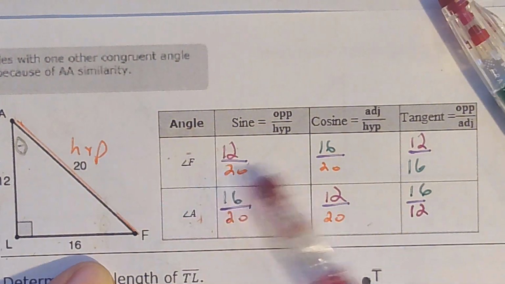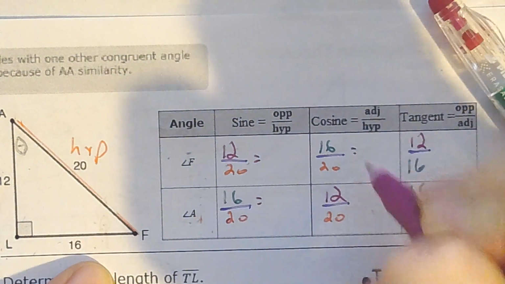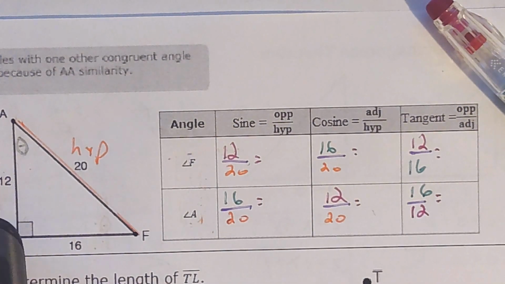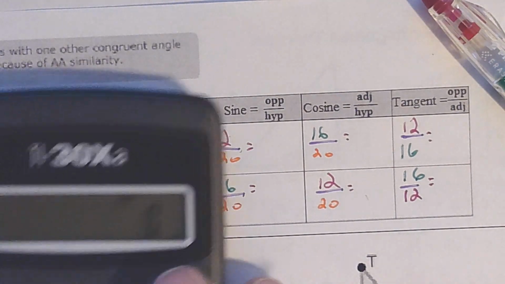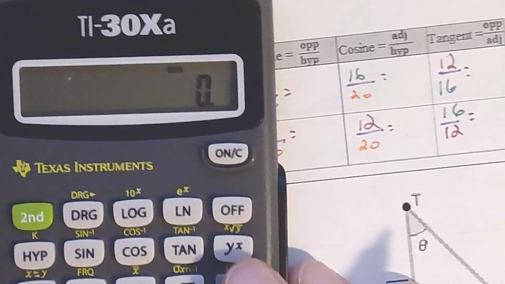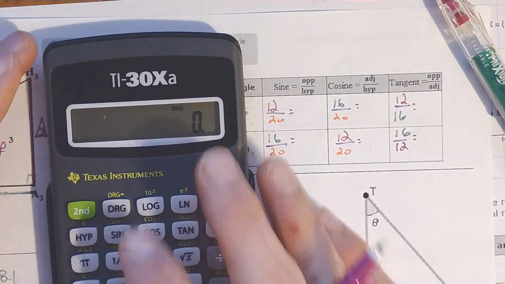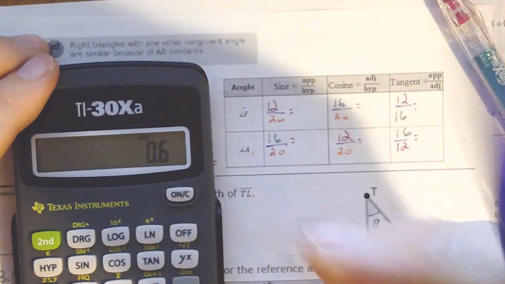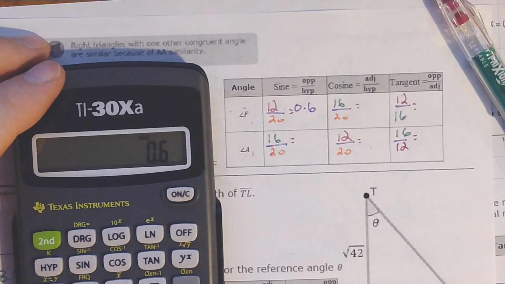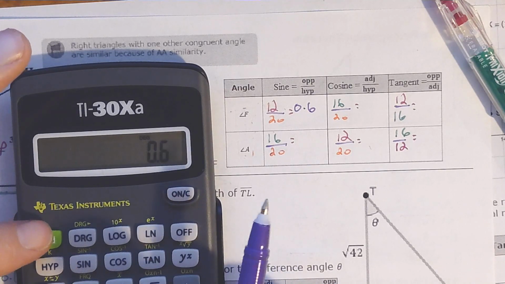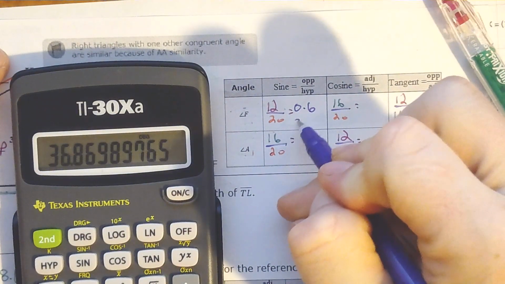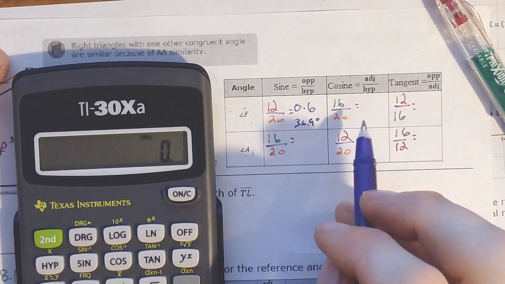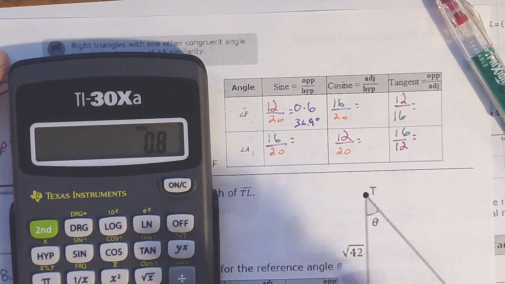Okay, now that we have all of the values plugged in, we can determine what all of this is. We can figure out the sines and the cosines, and we could even figure out the angles if we wanted to, which we will. That is beyond the scope of this lesson, but it's just an extra button push away. So 12 divided by 20 equals 0.6. If I wanted to figure out the angle, let's do inverse sine. That's 36.9 degrees. The cosine is 16 divided by 20, that's 0.8.